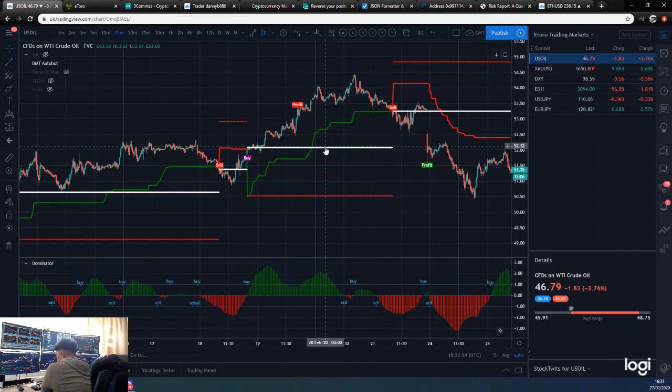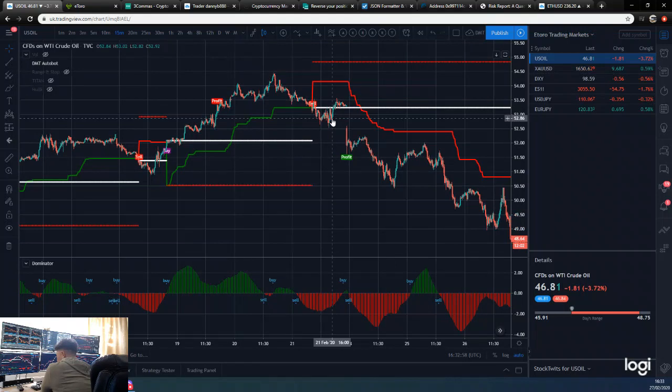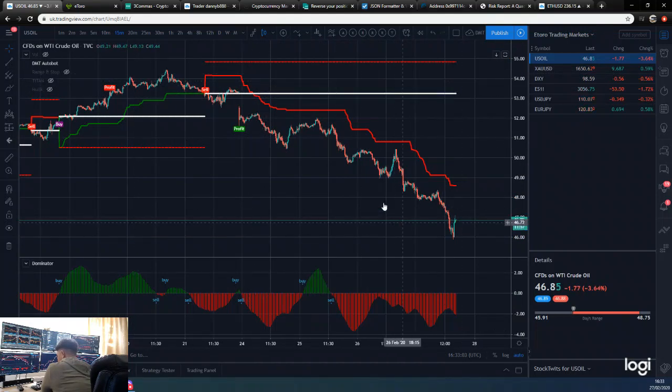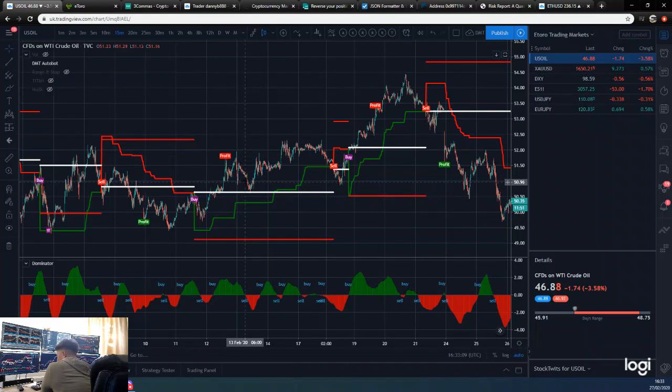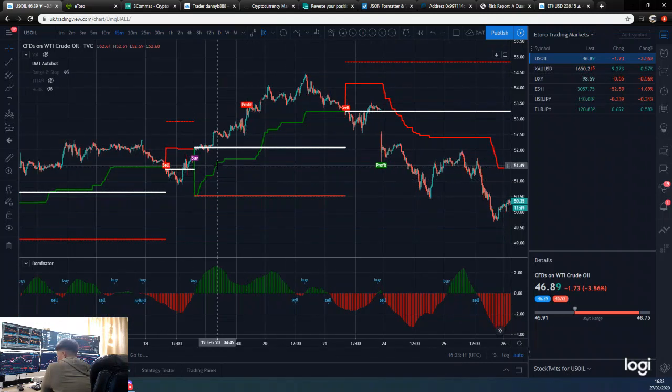Then we had pretty much a great buy. This was from 52 to over 54, about $54, so that would have been a good buy. This would have been a good sell here. And then yeah, that's the trade we're in at the moment. You just have to see where you took it off. So we can see that strategy would have been profitable overall.